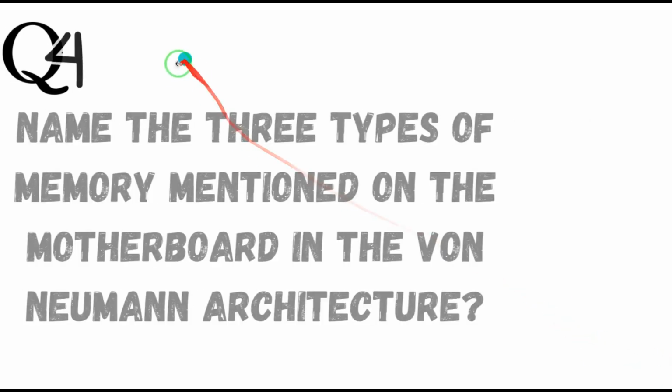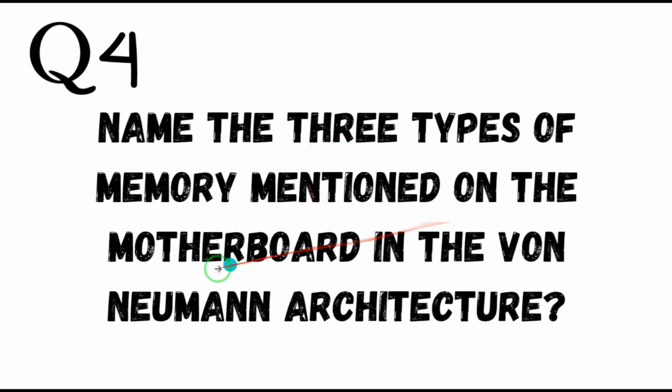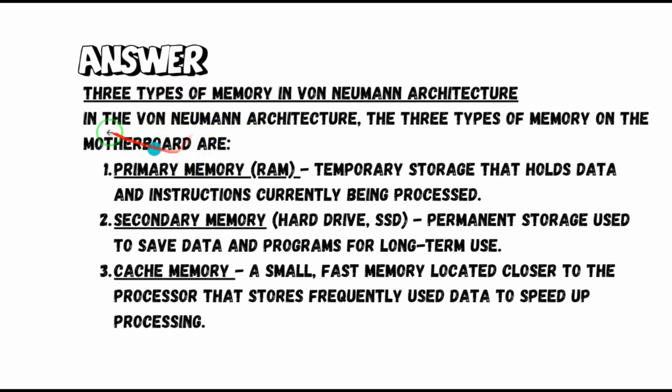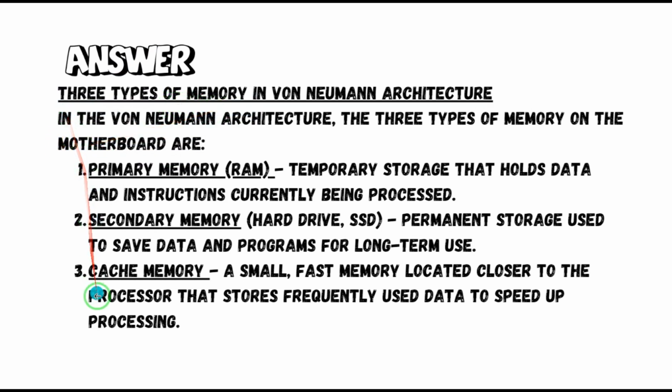Question number 4 is, name the 3 types of memory mentioned on the motherboard in the von Neumann architecture. So these are the three memories: primary memory, RAM; temporary storage that holds data and instructions currently being processed; secondary memory, hard drive, SSD, permanent storage used to save data and programs for long-term use.